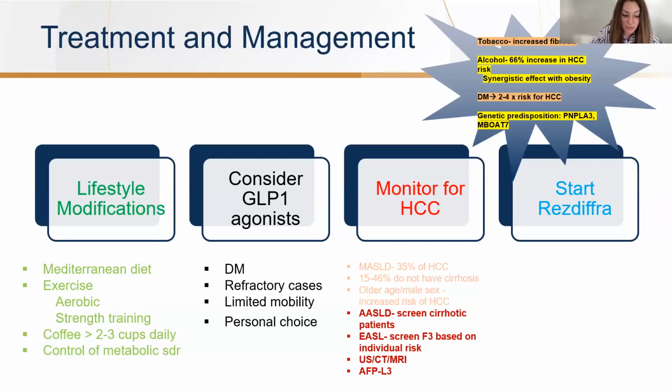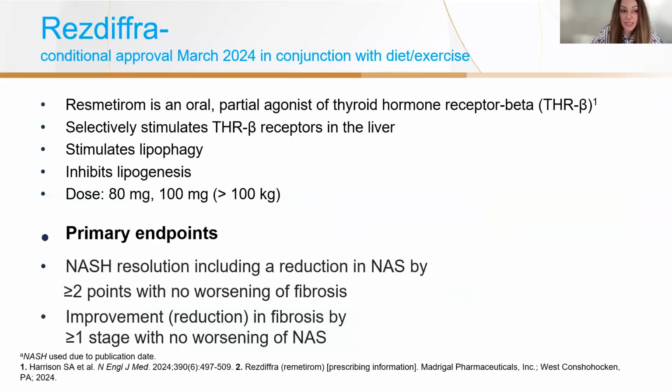So we live in some exciting times in the realm of hepatology because finally we can consider pharmacotherapy for MASLD patients. Rezdiffra was conditionally approved in March 2024 in conjunction with diet and exercise. And it is a partial agonist of thyroid hormone receptor beta in the liver. It stimulates lipophagy, inhibits lipogenesis, essentially reducing hepatosteatosis.